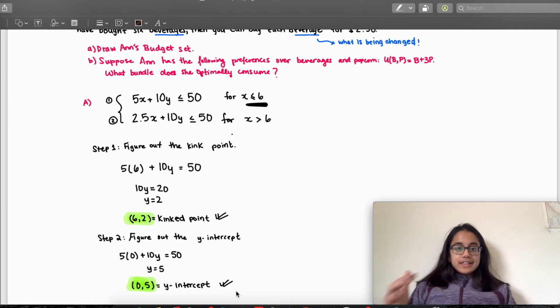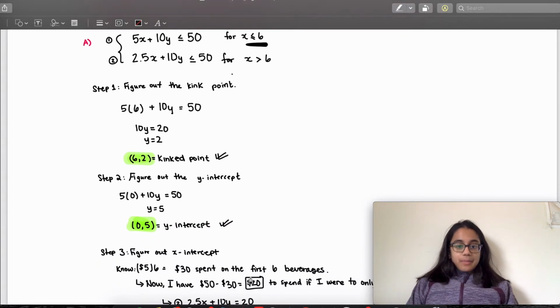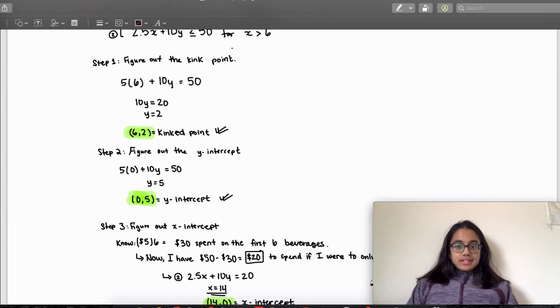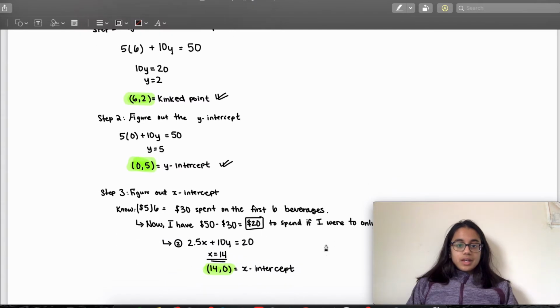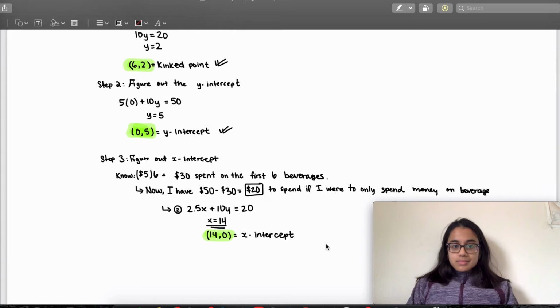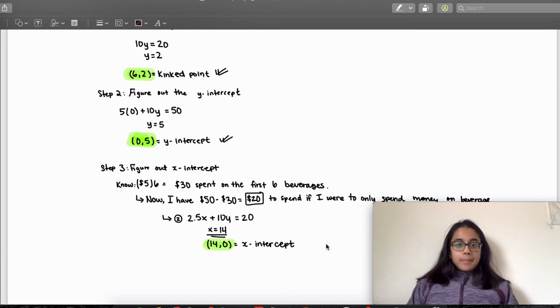And so you're going to see that this will really help us create our final graph. So that's why we're separating it into different pieces. Finally, this is step 3, and I would say that step 3 is probably the most difficult step, but it's completely doable. Here we're going to figure out our x-intercept.